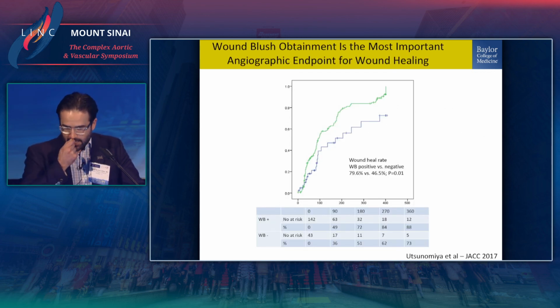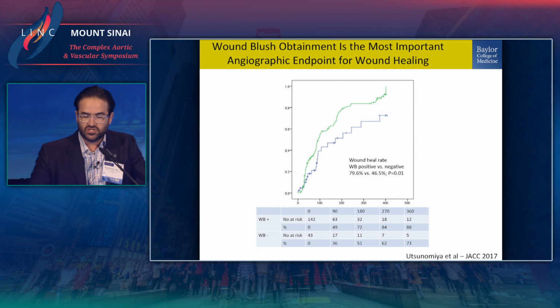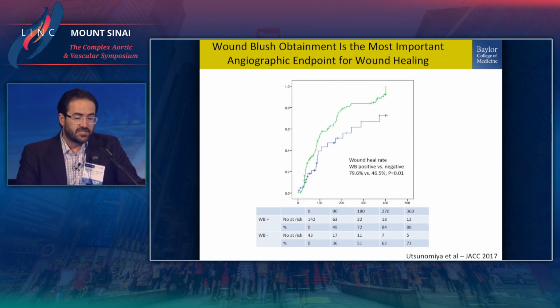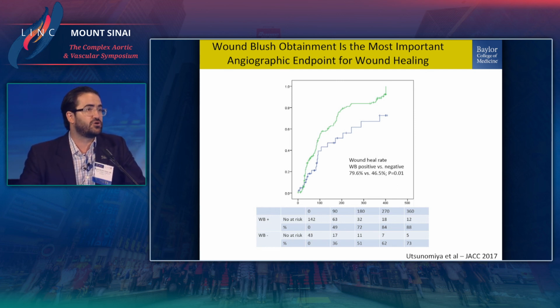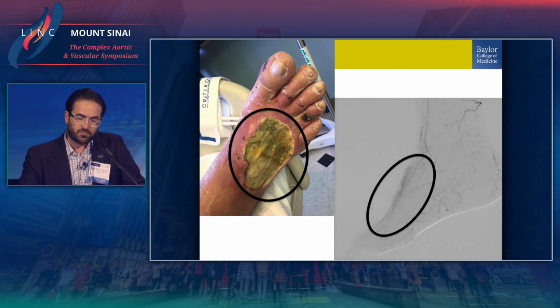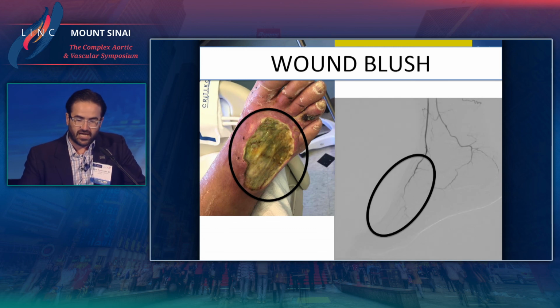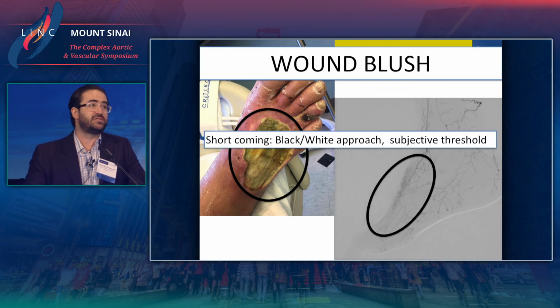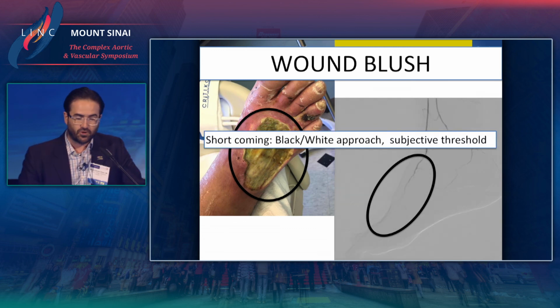And look at this nice follow-up in 2017 JACC, where when you had a wound blush, this effectively correlated with better wound healing. So if you get a blush into the angiogram, you're going to actually do better than if you don't get a blush. And this is just an angiogram to show that that's a wound blush, positive wound after an intervention. Now, shortcomings here is it seems like a black and white approach.